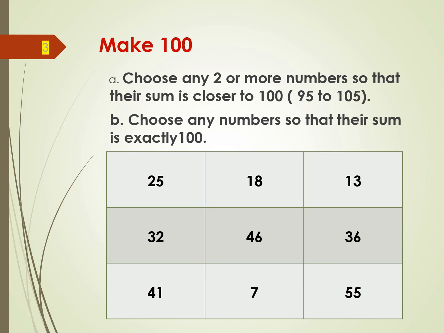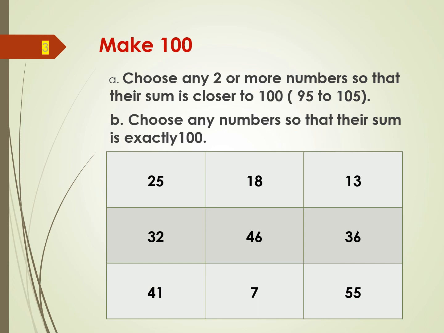Students do not like repetitive questions. So instead of asking them to do just additions, we can give a few numbers. Here I have made nine two-digit numbers, and I have asked them to choose two or more numbers so that their sum is closer to 100. I have given a range, 95 to 105, and I have also asked them to choose numbers so that the sum is exactly 100.